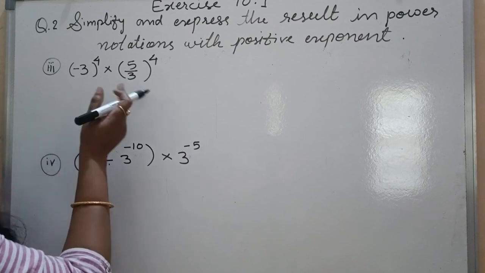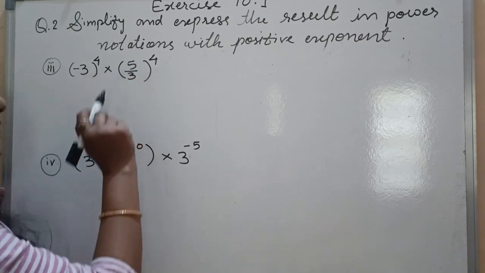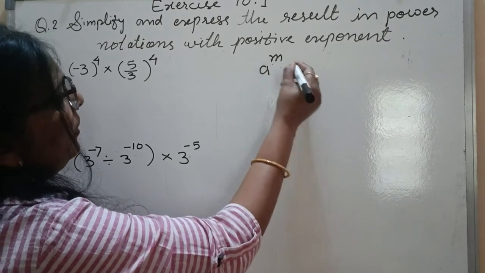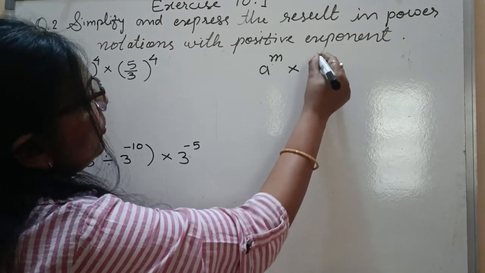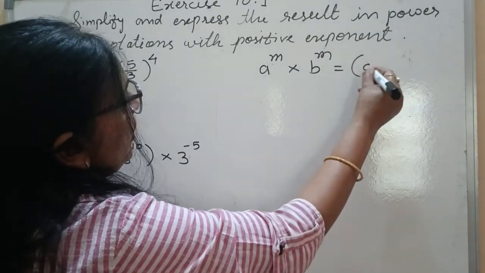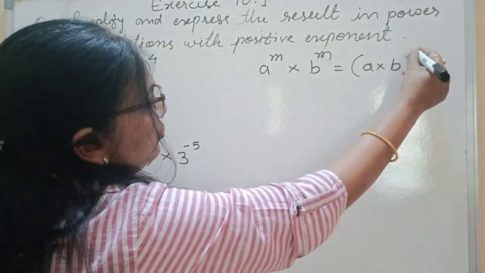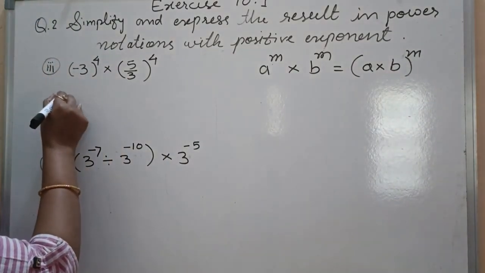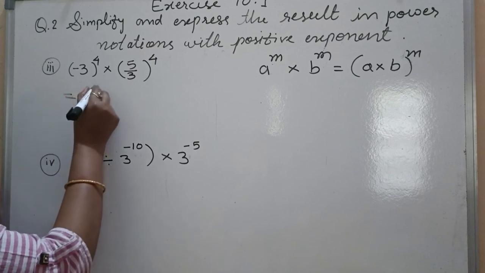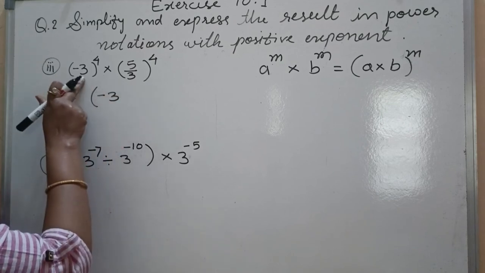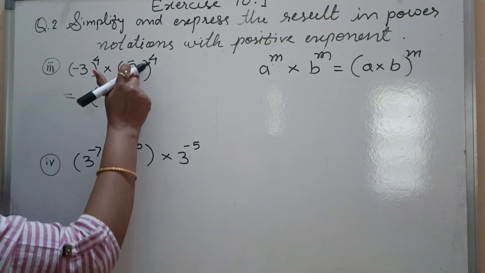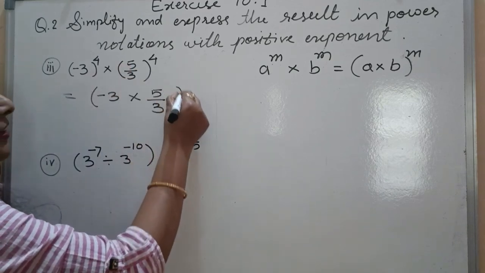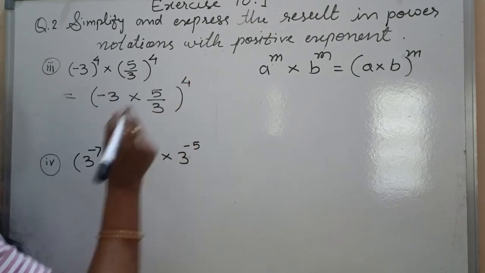Next. In this question, you can see bases are different but powers are same. Therefore, you can use this formula: a^m into b^m is equal to (a into b)^m. Got it? Apply that formula. So minus 3 is your a into 5 by 3 is your b. 5 by 3 raised to the power 4.